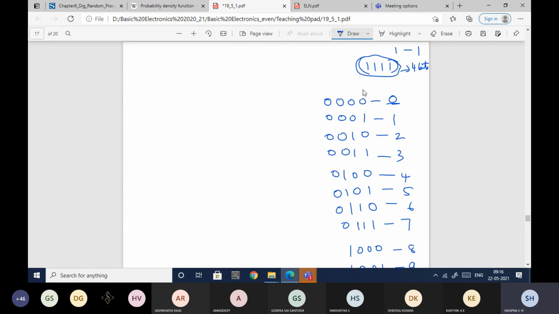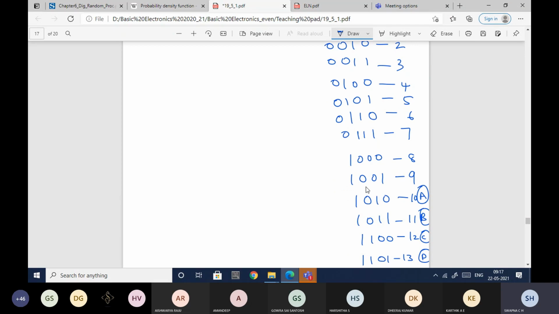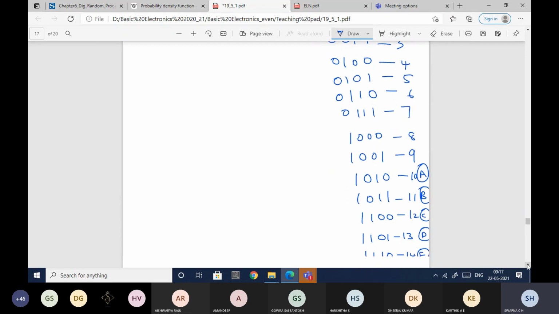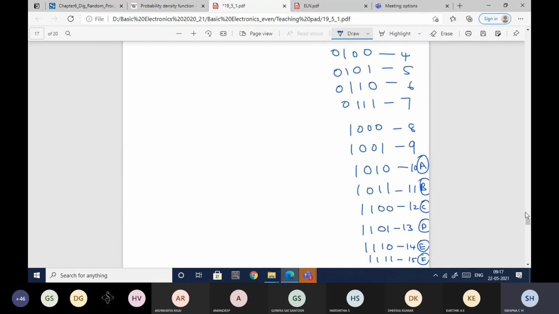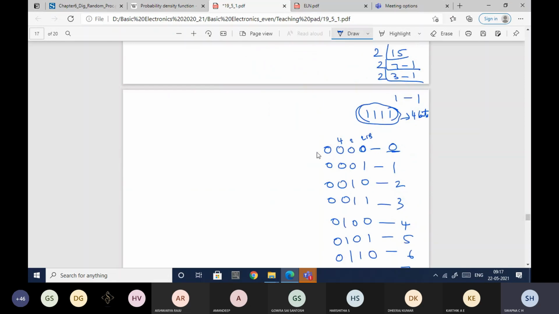Again, I'll tell you a shortcut method to write this table. The first one, the LSB, alternatively you need to write 0 1 0 1. Second one, 2 zeros, 2 ones. Third one, 4 zeros, 4 ones. See, observe 1 2 3 4, 1 2 3 4. Then after that, again 1 2 3 4 zeros, 1 2 3 4 ones. Next, when it comes to the last one, it is 8.